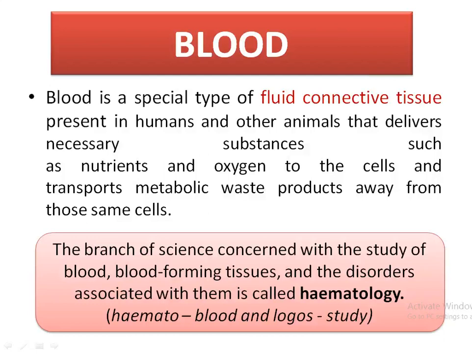Blood is a special type of fluid connective tissue present in humans and other animals that transport necessary substances like nutrients, oxygen, hormones, enzymes to the cells and transport metabolic waste product away from the same cells.